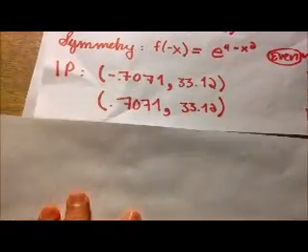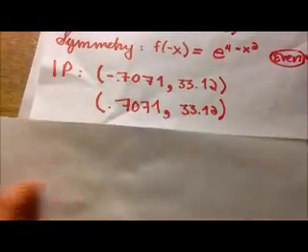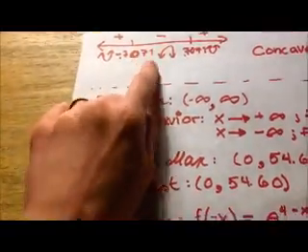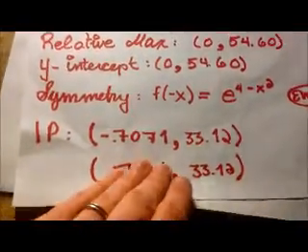And those are just my inflection points where it went from concave up to concave down, which I just plugged in where it turned, see right here, from positive, negative, negative to positive. I plugged that into the original.